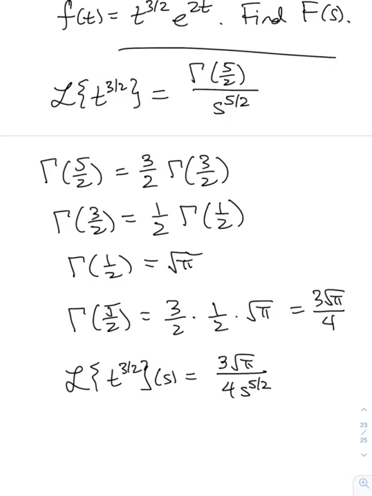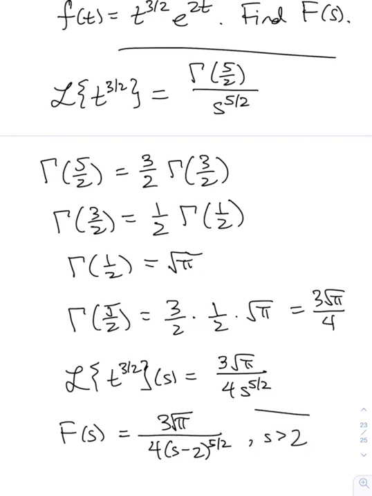Now the function that I was given in this example is that same thing, but multiplied by e to the 2t. So I need to take that result that I just got and replace s with s minus 2. So capital F of s is 3 times the square root of pi over 4 times s minus 2 to the 5/2. Valid when s is bigger than 2.